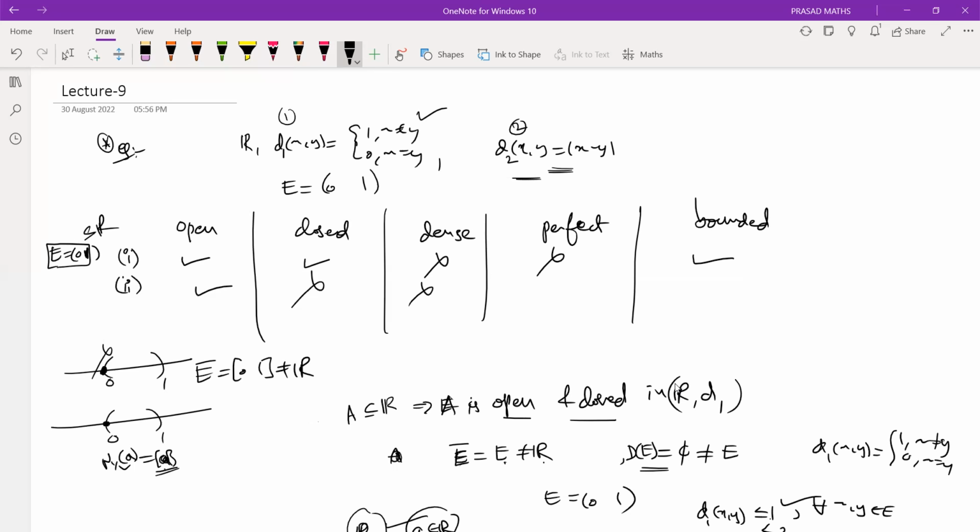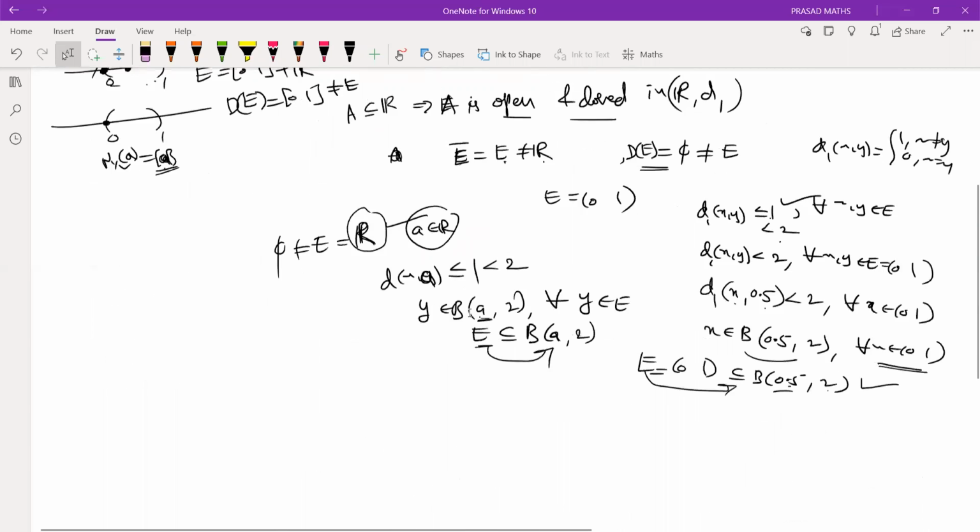Is it perfect? No. What are my limit points? For the open interval (0, 1), 0 is a limit point, the inside points are limit points, and 1 is a limit point, but outside points are not limit points. So my limit points are the closed interval [0, 1]. This is not the same as E. Therefore, the derived set is not the set itself, so it is not perfect. Is it bounded in the usual metric? Yes, because it has lower bound 0 and upper bound 1. Therefore, it is bounded. Did you understand the difference?